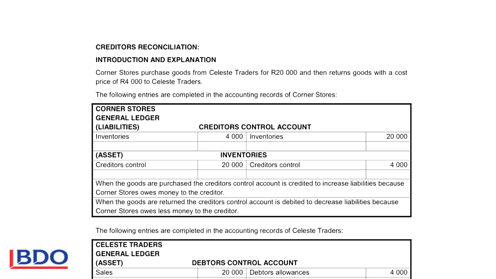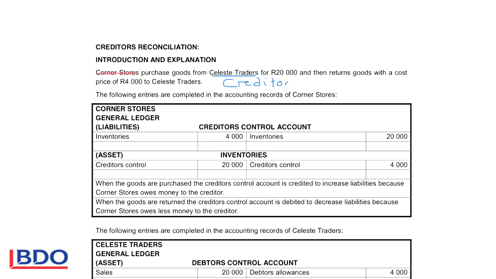So if we look at the following entry, Corner Stores purchased goods from Celeste Traders for $20,000 and then returns goods with a cost price of $4,000 to Celeste Traders. Okay, if we look at this again, Corner Stores is the one business, and Corner Stores is our books. Then we purchase goods from Celeste Traders. So that means that Celeste Traders is our creditor, and we owe them the money.